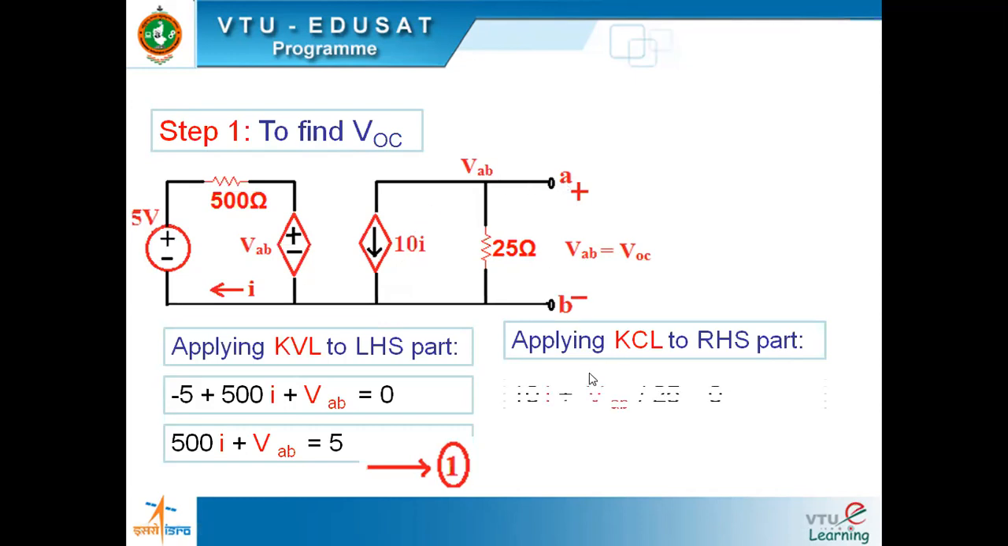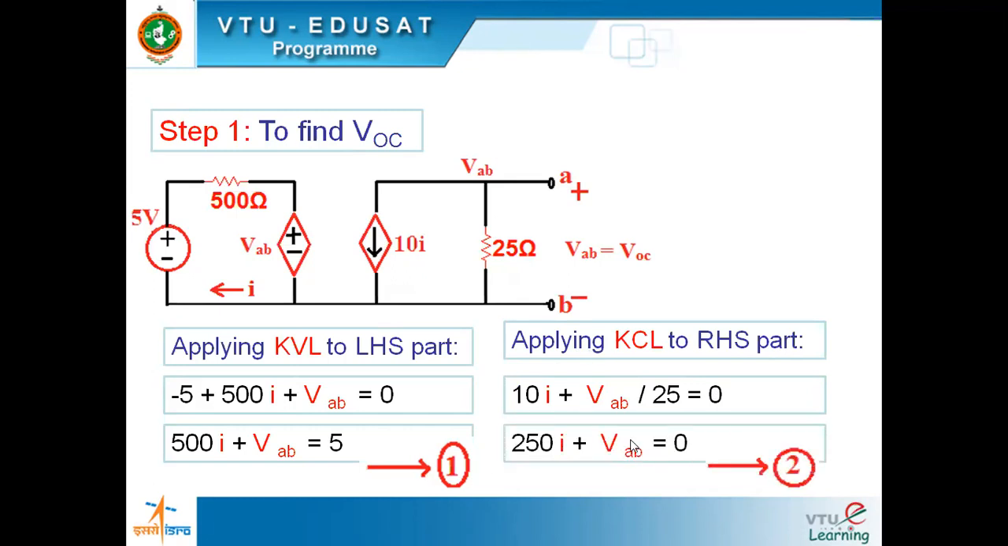Okay, so KCL, what does it say? 10I is the current leaving, VAB by 25 is another current leaving, and the sum of those two currents would be 0 because there is no entering current. So what is the advantage now? This is equation number 2. What is the advantage with these two equations?